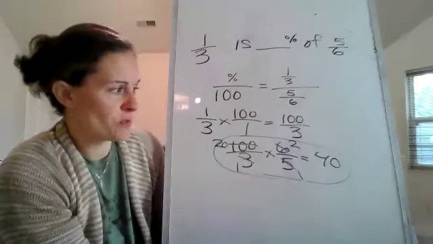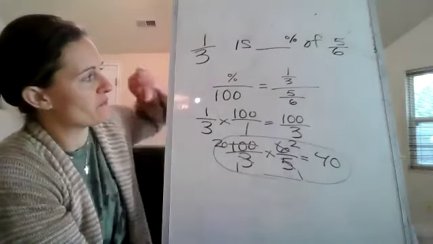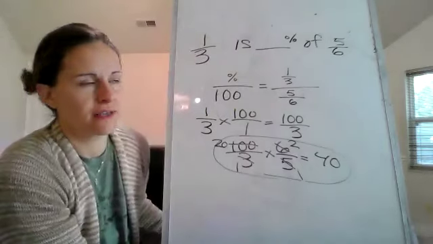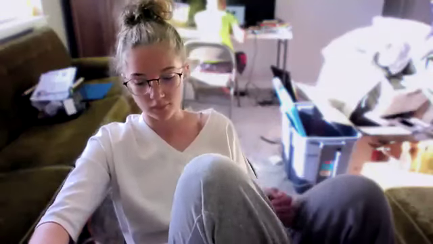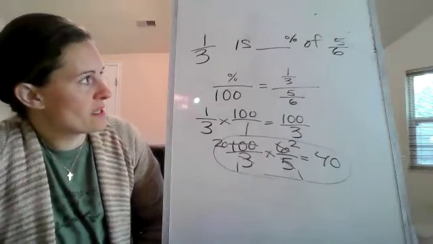And that makes sense. I hope it's not a fraction because it would be confusing if we had a fractional percent, like 30-something percent. That starts to get pretty confusing. So our answer is just 40%. A third is 40% of 5/6.